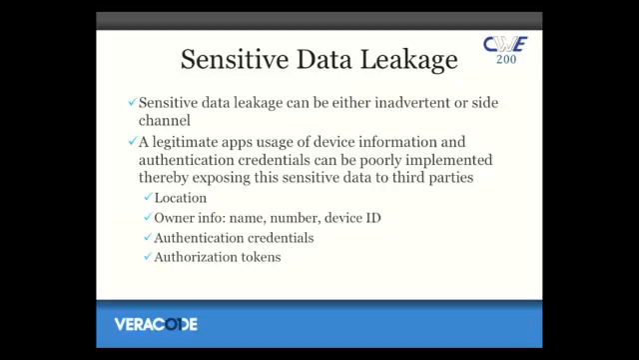So the first category is sensitive data leakage. This is when the app collects information like location, address book information, owner information, and sends that off the device. And once it's off the device, we don't know what's happening with that information. It could be stored insecurely by the application developer. We've seen application developers get compromised and the data that they're storing gets taken.